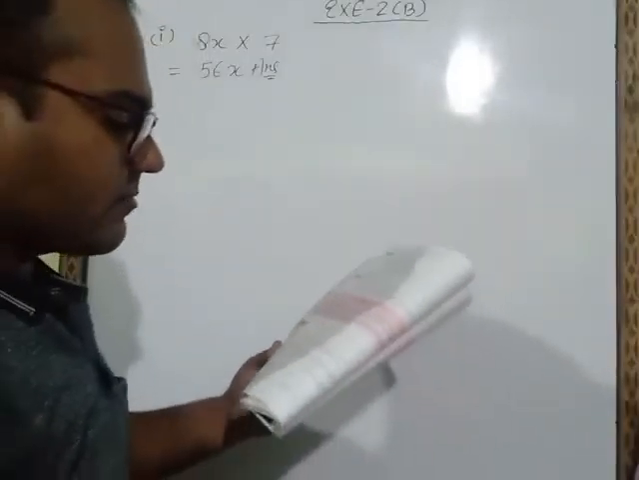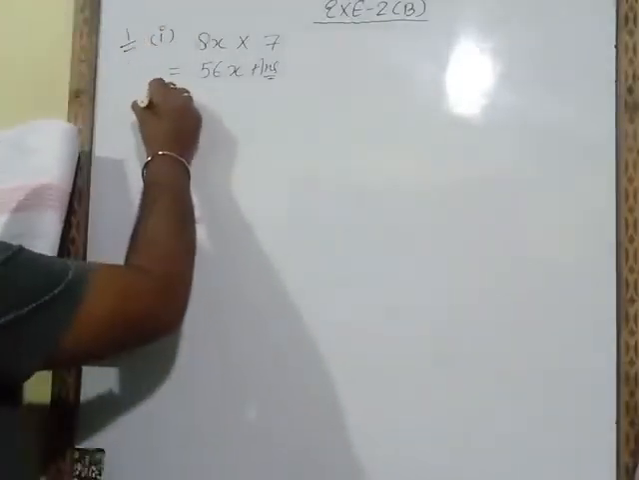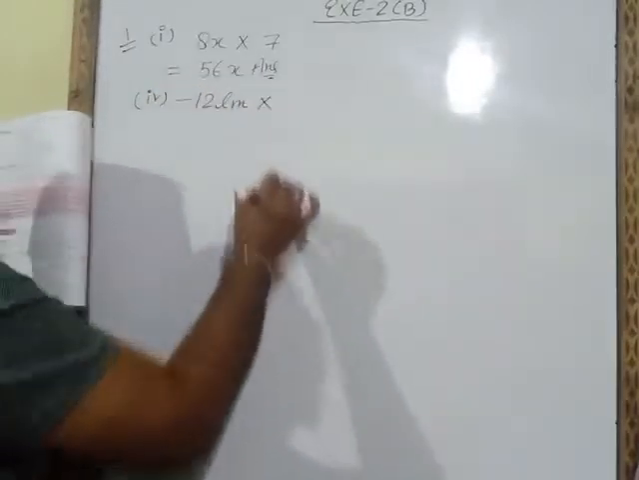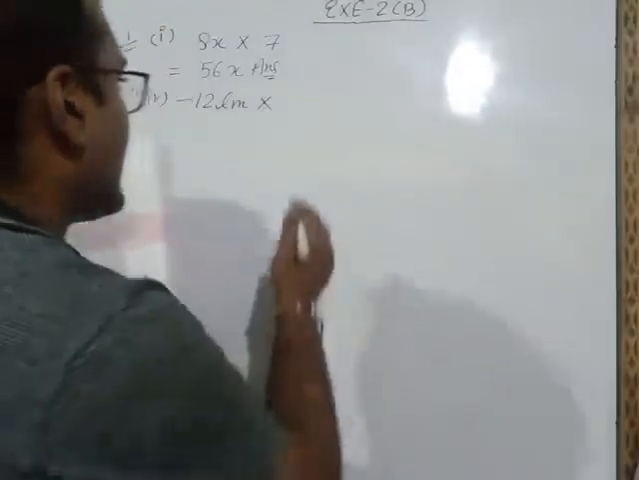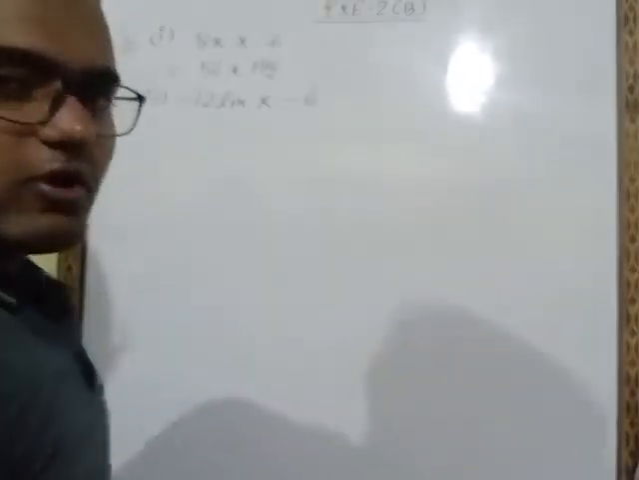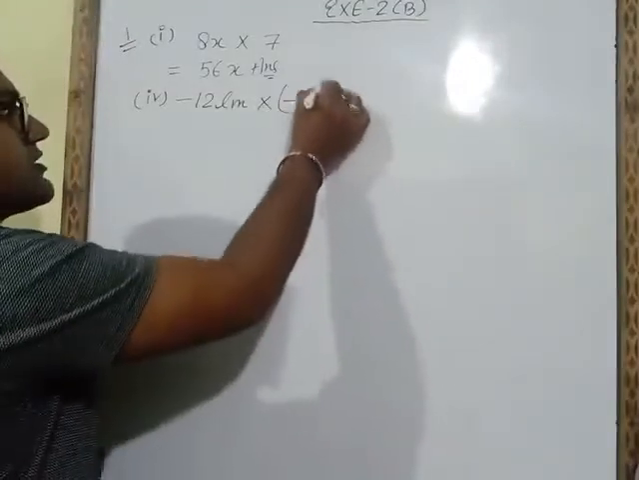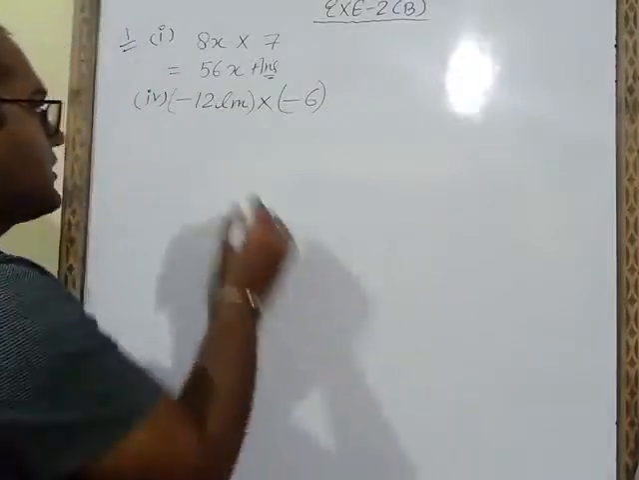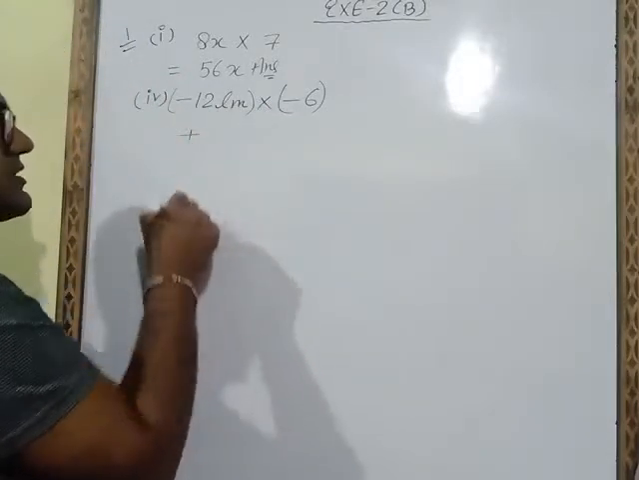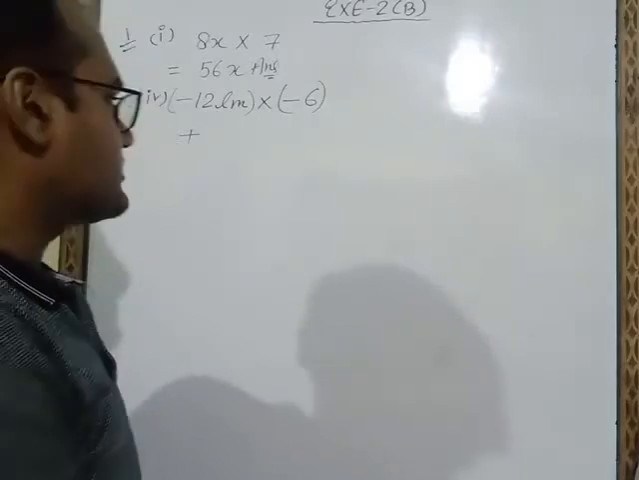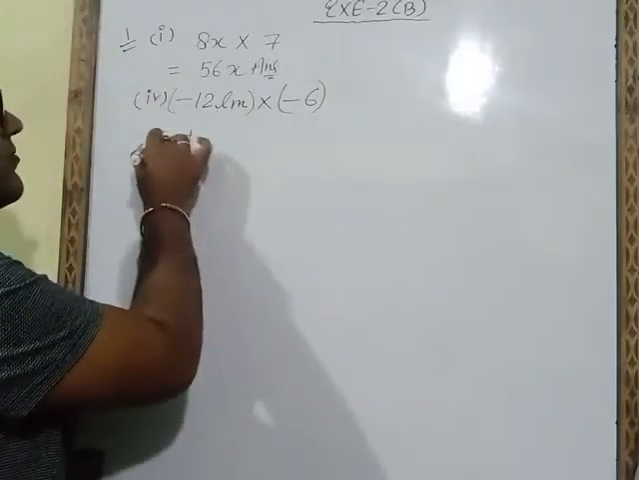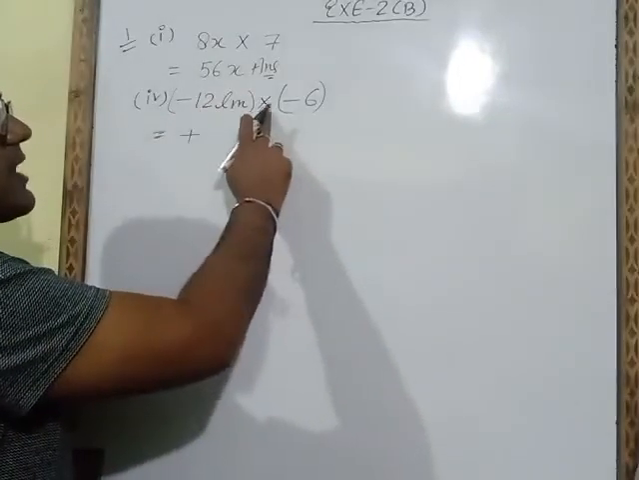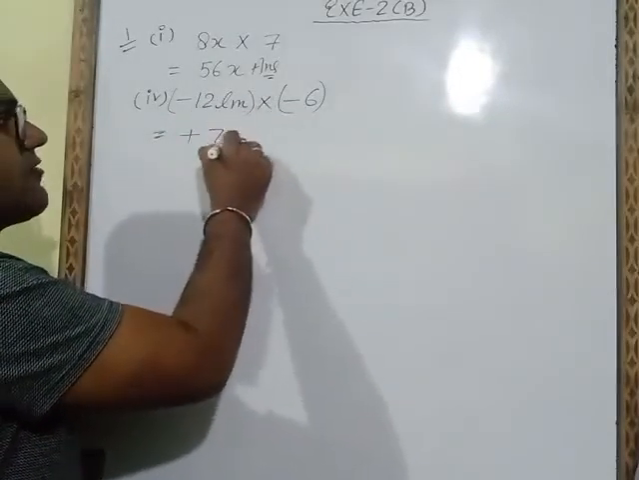Now see another part, number 4. Minus 12lm by, in place of "by" we will take the multiply sign, minus 6. We will put these numbers in brackets because they have minus signs. First we multiply the signs. Minus multiply minus is plus, and it is not compulsory to write this plus sign. Now the signs are over. Now we have to multiply the numbers. 12 multiply 6, 12 times 6 is 72.